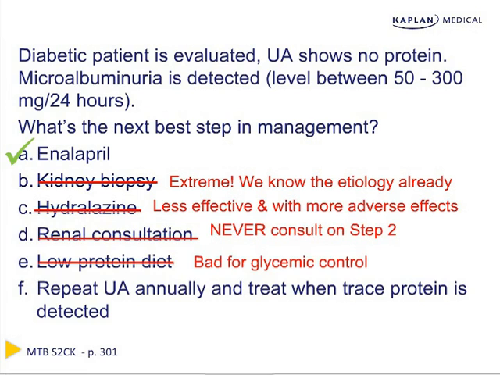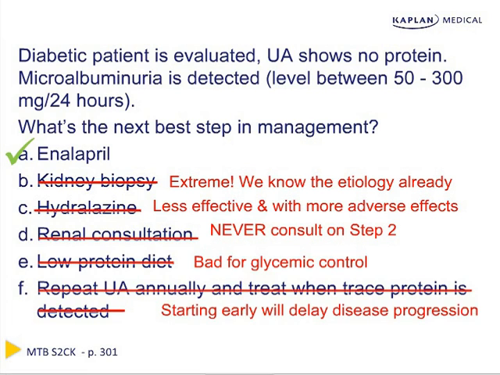So lastly, F, repeat UA annually. Remember, the key to preventing progression of diabetic nephropathy is to catch it early and to treat it early. So we wouldn't want to wait until the proteinuria is so bad that it's going to show up on your analysis. We want to go ahead and start treating it as soon as we detect the microalbuminuria.